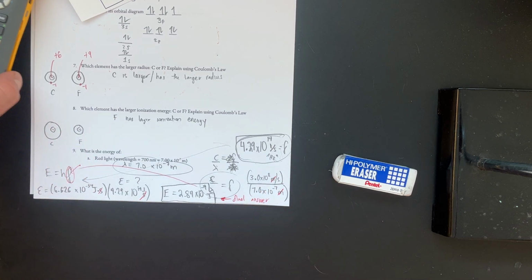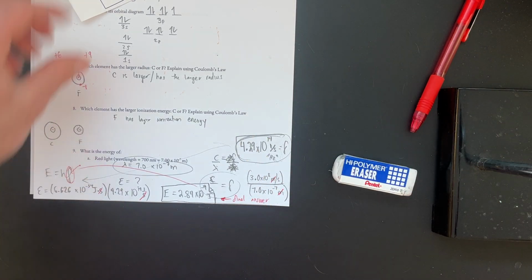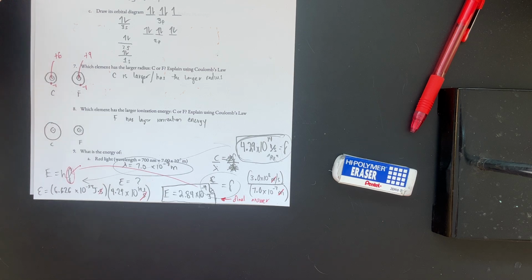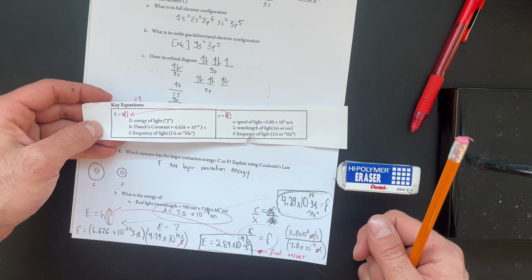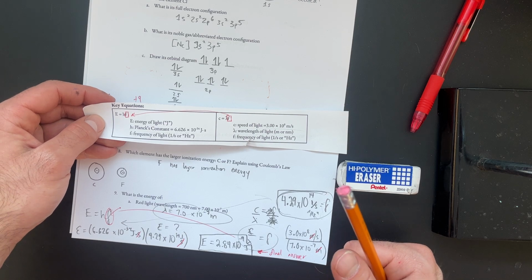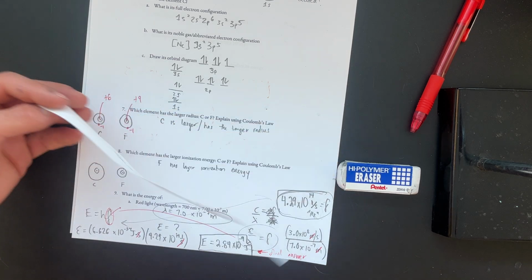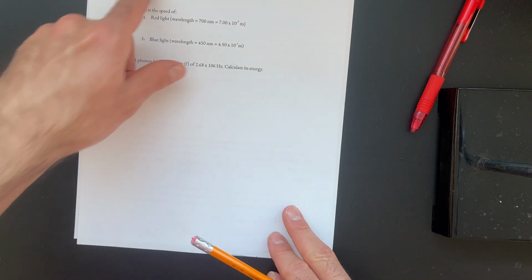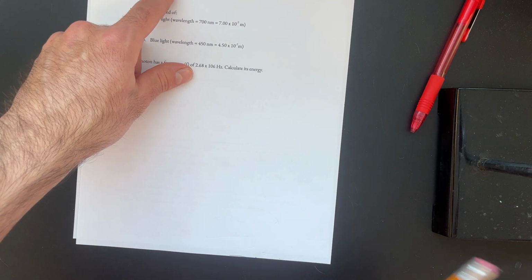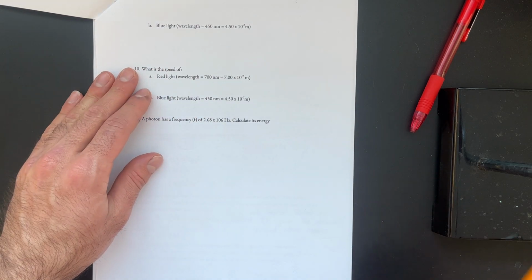Cool. So that's how you do that problem. A little bit complex, right? We need to utilize both equations, but nothing you can't do. And remember, again, the key is F. F holds the key to doing this problem. So cool. Okay. So I'm not going to do this one. This is just blue light. And so it's the same thing.